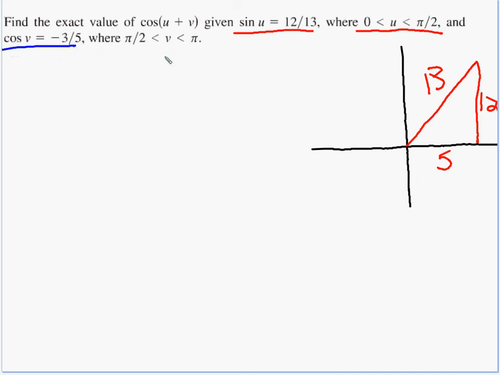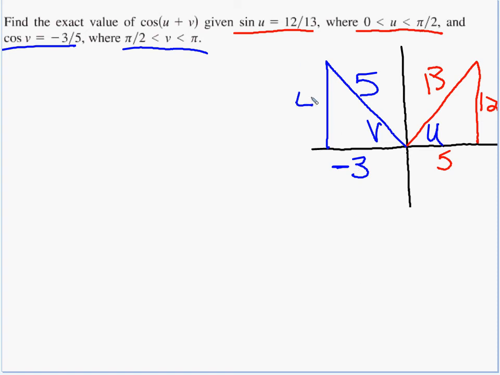V is in quadrant 2, half pi to 1 pi. So this is V. I forgot to label that U. Cos of V is negative 3/5. Cos is adjacent over hypotenuse. I'll make my adjacent side the 3 negative. So this is a 3, 4, 5. And if we're going up from the x-axis, 4 is positive. So there's our triangles.